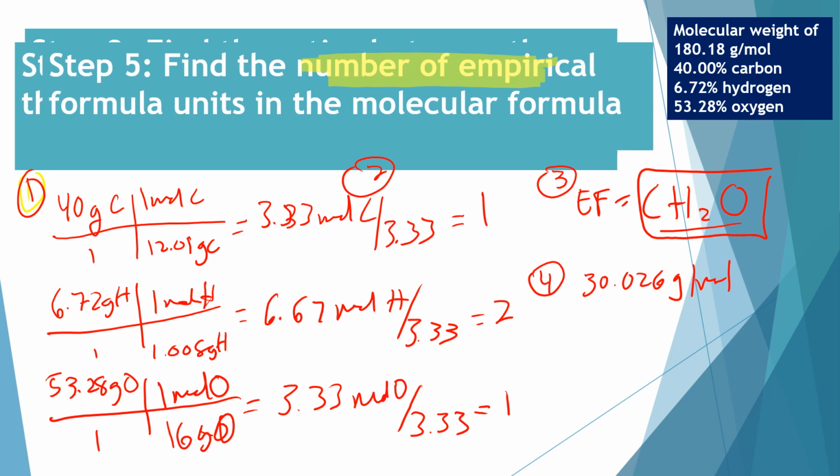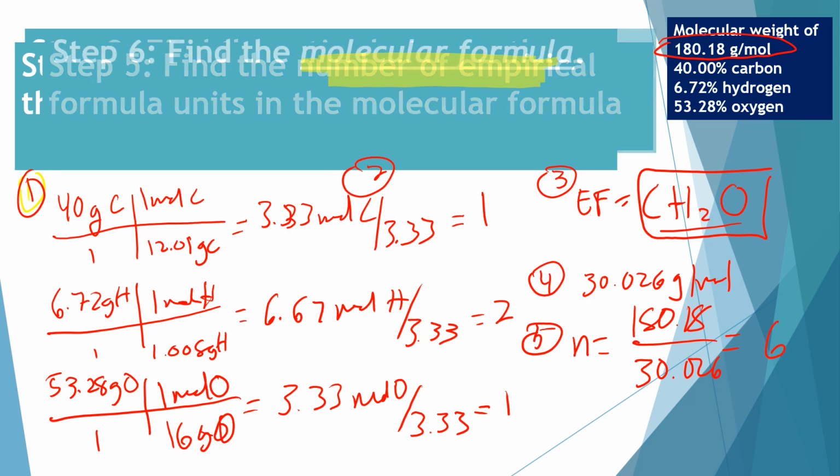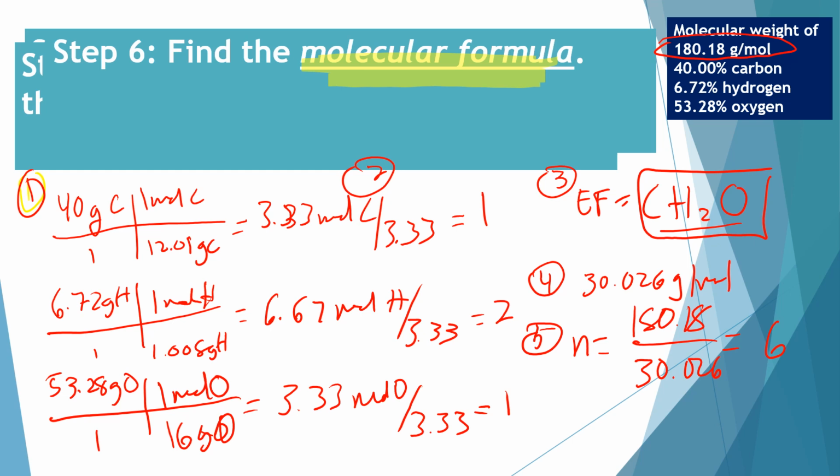Number 5. Find the number of empirical formula units in the molecular formula. What does that mean? So this is your lowercase n. You're going to divide the molecular weight given in the problem by the empirical formula mass that we just got. When we divide the two, it's approximately going to be 6.